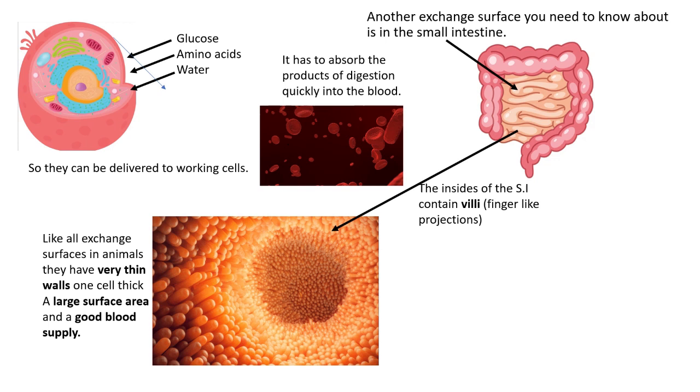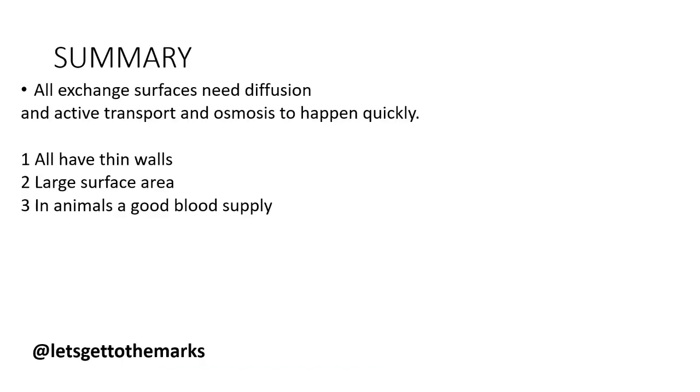Now, whether you're dealing with the small intestines like here or the lungs like we just looked at, in any situation in an exam, if you're asked about exchange surfaces, you need to remember they all have thin walls, they all have a large surface area. Normally they're moist, and if it's an animal, it will have a good blood supply there as well.